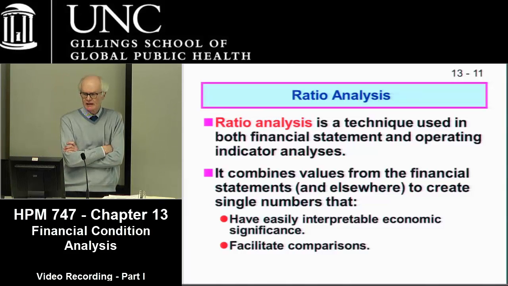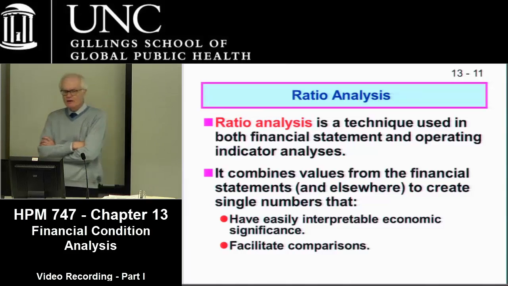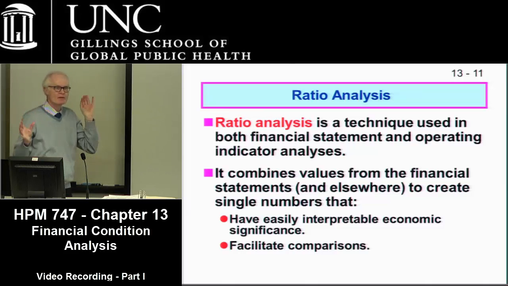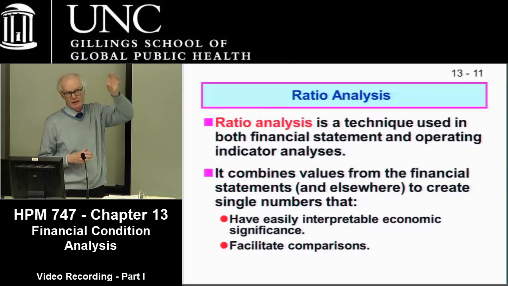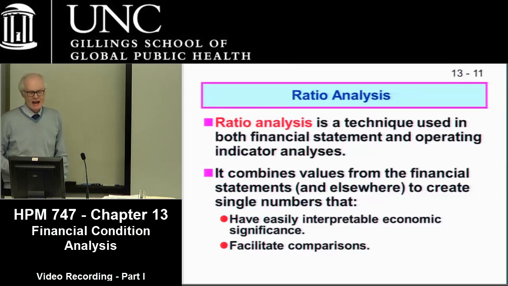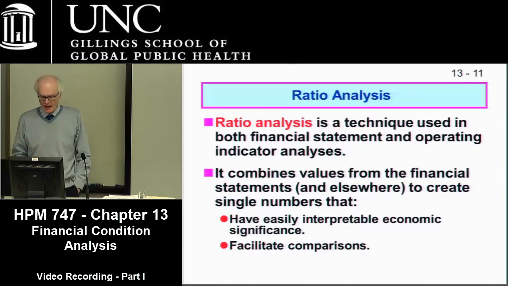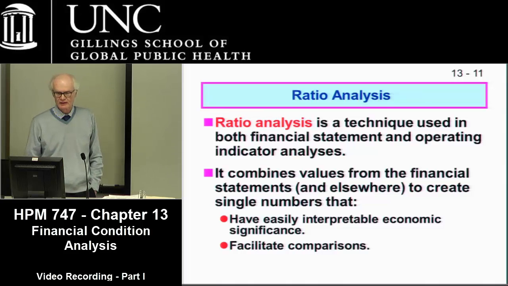The second technique is ratio analysis. And what ratio analysis does is it takes different pieces of information from the financial statements and puts one number over another number, and it creates a new number that has economic significance. It means something. And it also allows comparisons. We'll talk more about that in a second.